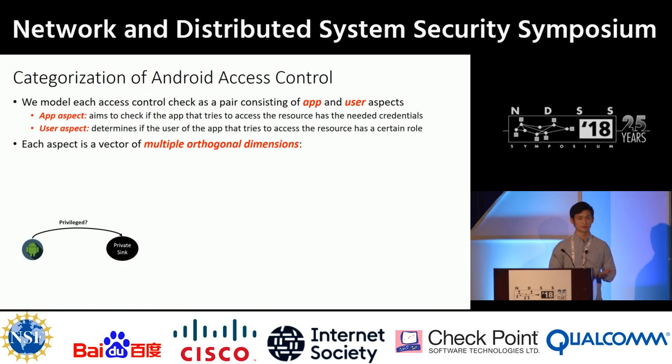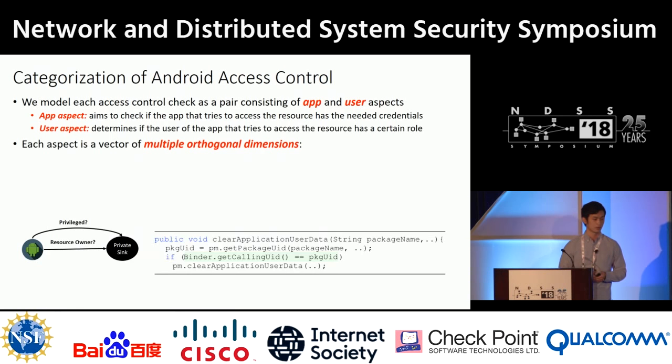Then the second dimension of the app aspect is resource owner. Resource owner checks decide if the calling app is the owner of the resource and grant access to the resource accordingly. As such, the caller does not need to hold any privileges if it is the owner of the resource. Due to time limitation, I will skip this example. And the third dimension is status. Status checks if the calling app is the foreground app, as some accesses are denied for background apps.